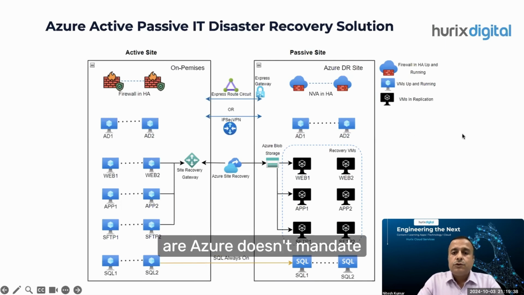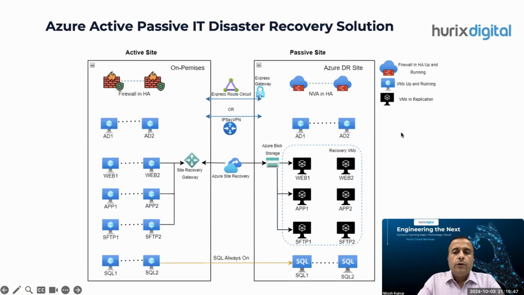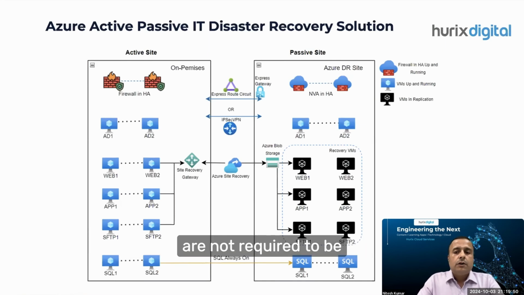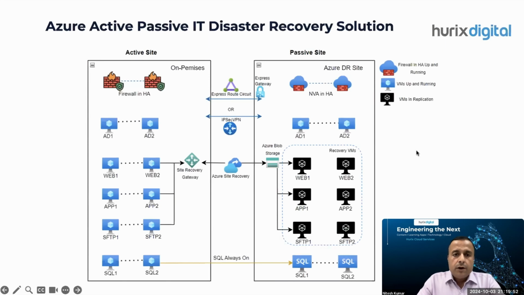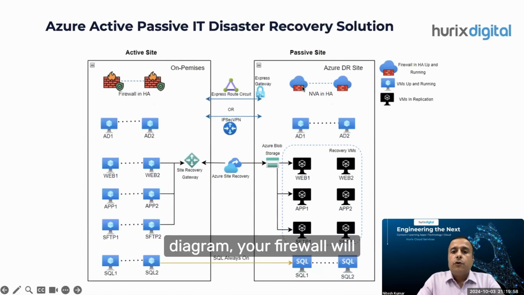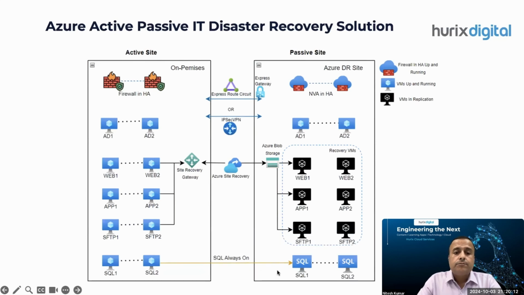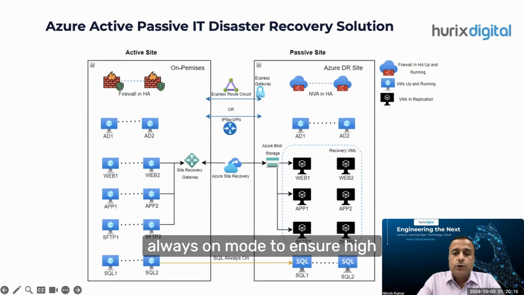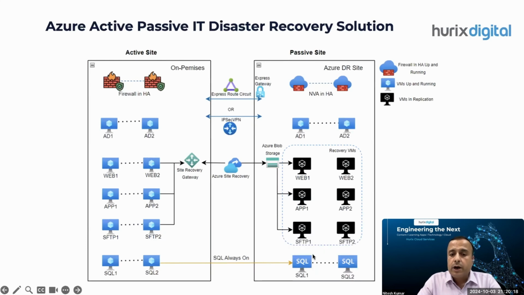Azure doesn't mandate that if you build a passive disaster recovery solution on cloud, your entire set of services is required to be running all the time. Only a basic set of services like your network services. So if you look at this diagram, your firewall will be up and running all the time. Your identity and access management services will be running all the time. If you have databases as part of your IT services that are running in an always on mode to ensure high availability, then they are also supposed to be running all the time.